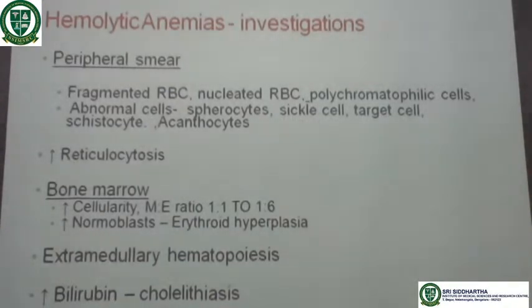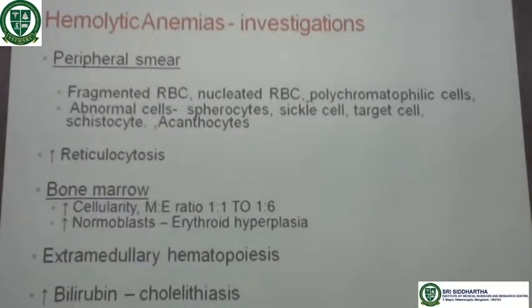We see abnormal cells of the RBCs like spherocytes, RBC cells with no central pallor. Sickle cells, when the RBC takes the shape of a sickle. Target cells, we see when there is hemoglobin condensation in the center of the cell, so it appears like a target.